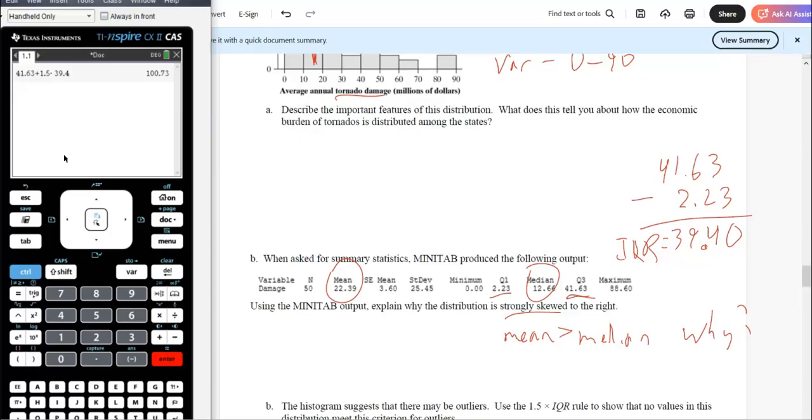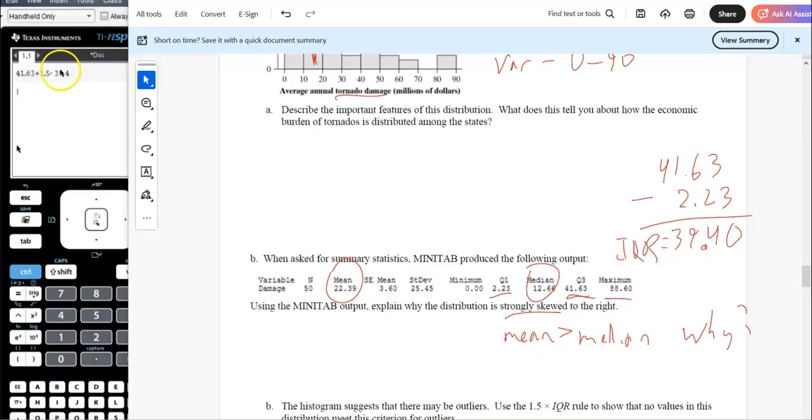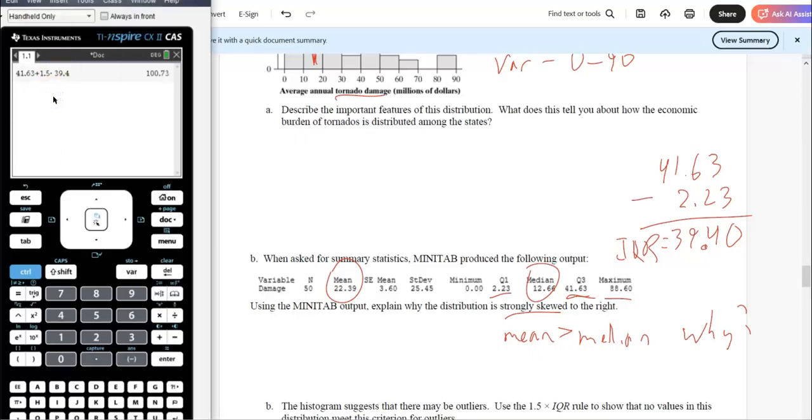100.73 is our upper fence. Our max is at 88, so that's not an outlier, I don't think. Why is that such a big... Did I do that? Q1, Q3, Q1's so small, so this is a really large IQR, I feel like. I just didn't expect it to be so big.